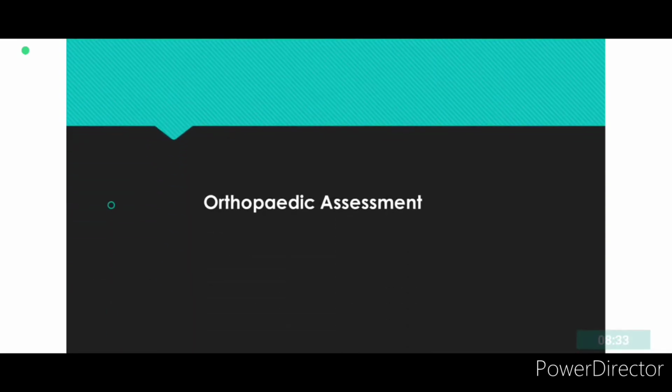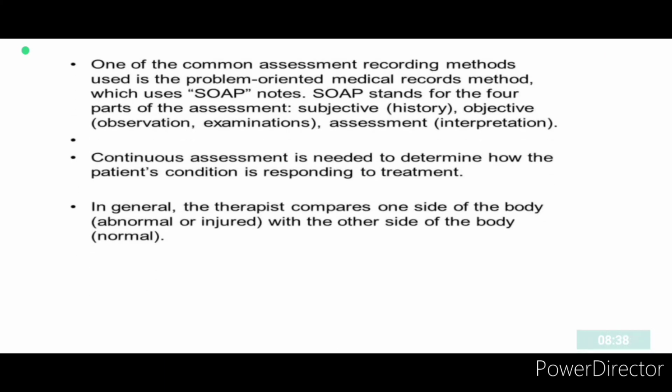Orthopedic assessment. One of the common assessment recording methods used in the problem-oriented medical records method, which uses SOAP notes. SOAP stands for the 4 parts of the assessment. S for subjective, history. O for objective, observation and examinations. A for assessment, interpretation.